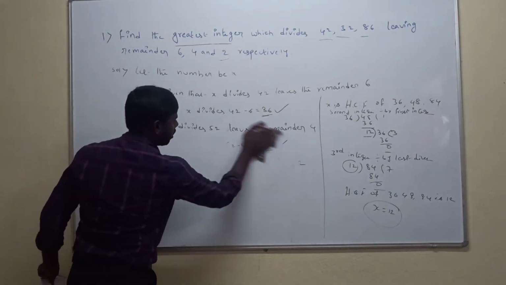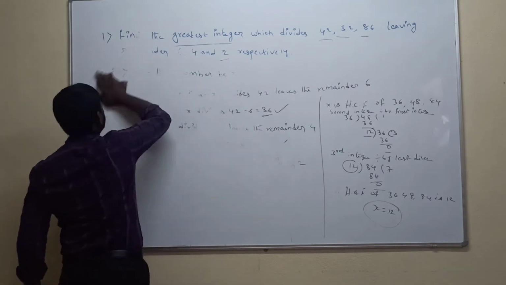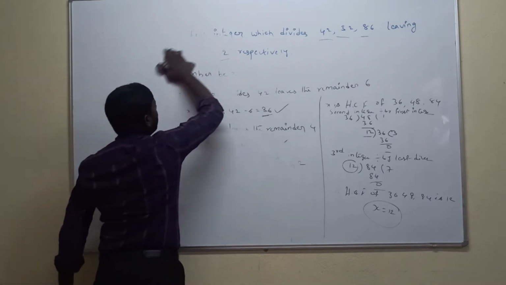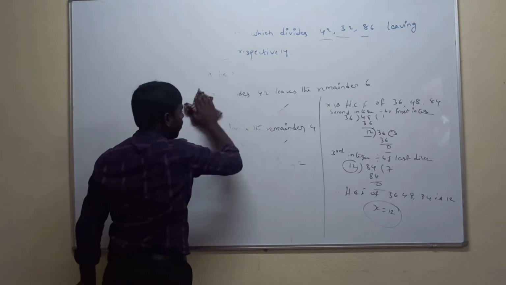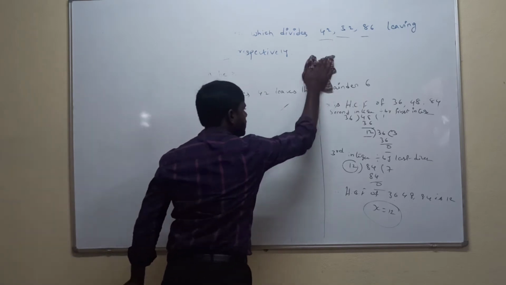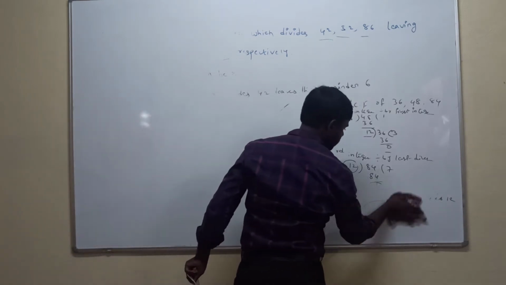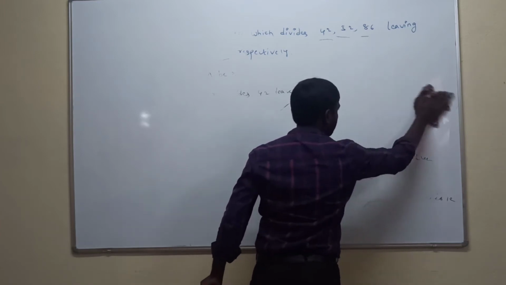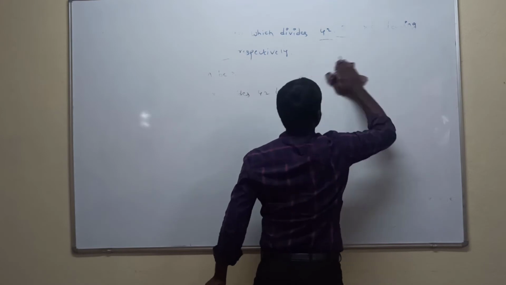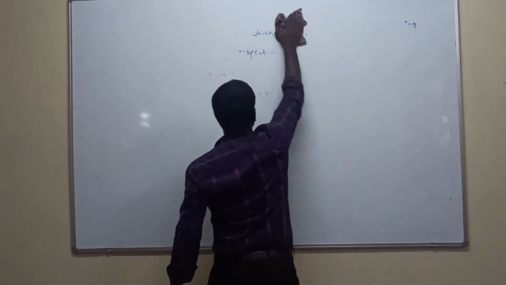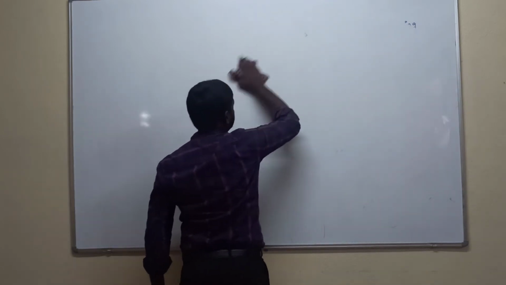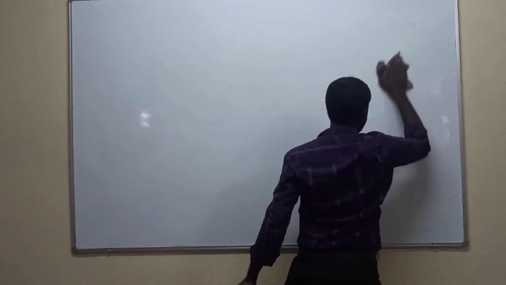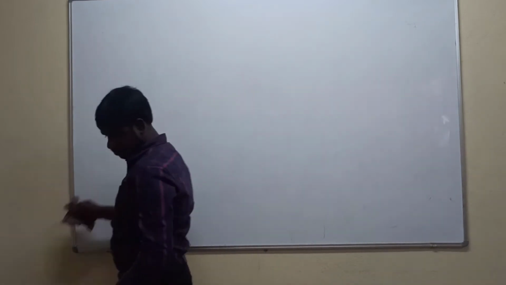Next, let us discuss the relation between the LCM and HCF. What is the relation between LCM and HCF? If A and B are two numbers, then the product of the LCM and HCF is equal to the product of the two numbers. So what is the relation between the LCM and HCF?